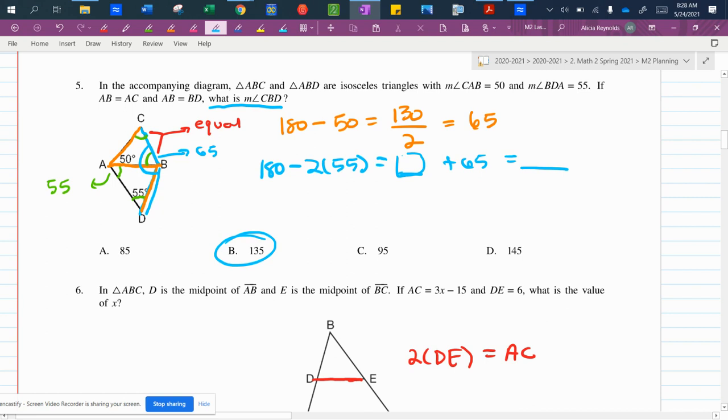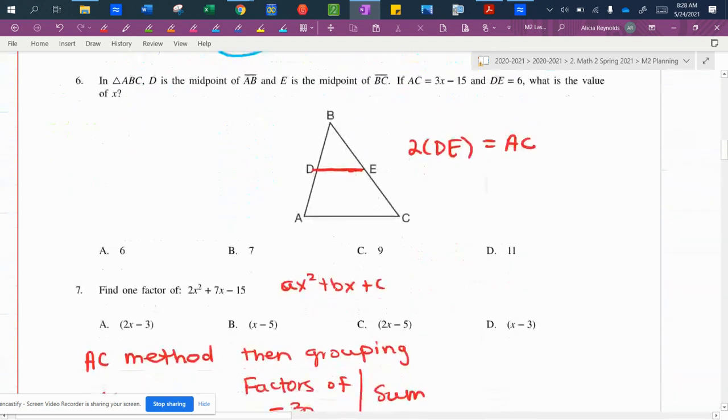All right, so number 6, I'm not going to work this one out with you. Just know that DE is the short side. It's the midpoint. D and E are midpoints. That means AD and DB are congruent. BE and EC are congruent. So 2 times the shorter side is equal to the longer side. So using the information that we're given, we're finding the value of X.